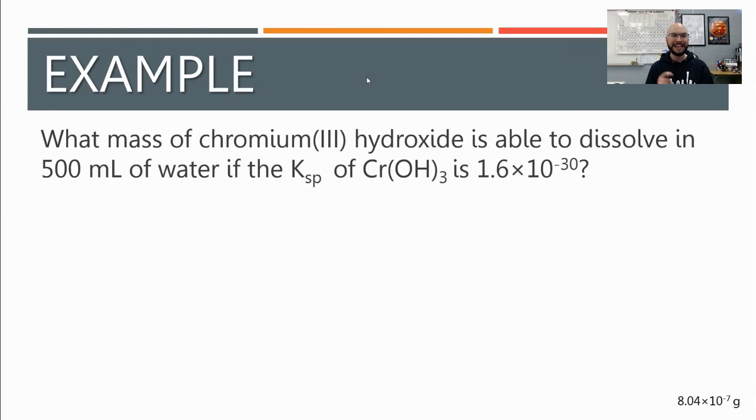Okay, welcome back to the last example here. What mass of chromium 3 hydroxide is able to dissolve in 500 milliliters of water if the KSP of chromium 3 hydroxide is 1.6 times 10 to the negative 30? Okay, right, this is a pretty big example. So we're going to start out the same way that we normally would.